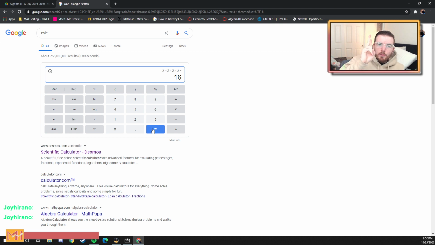Square root, groups of 2. Cube roots, groups of 3. Fourth roots, groups of 4. Fifth roots, groups of 5, and so on and so forth.